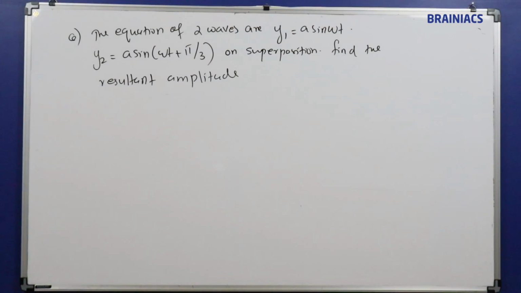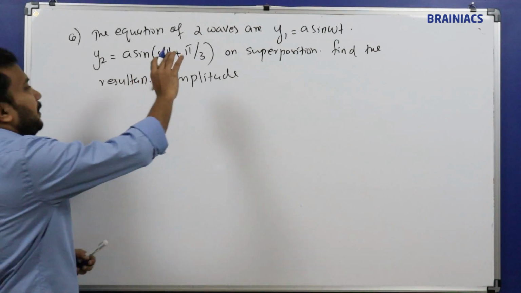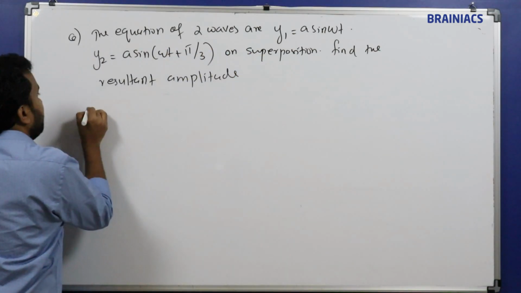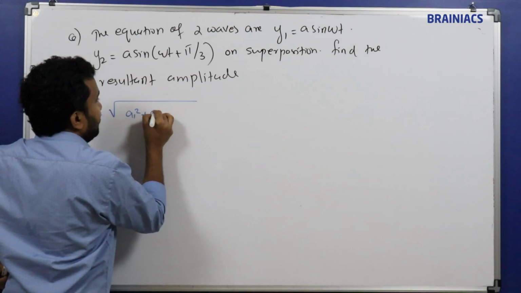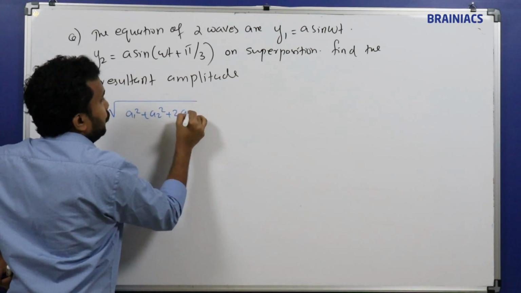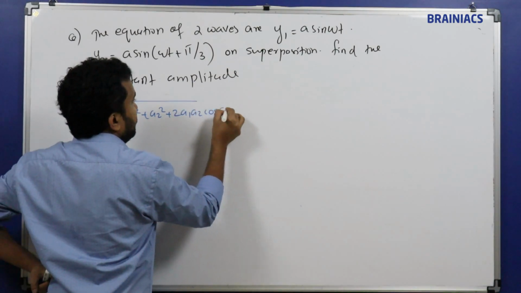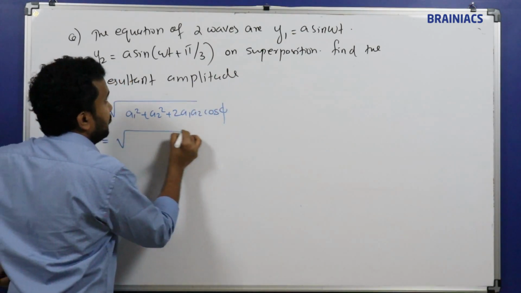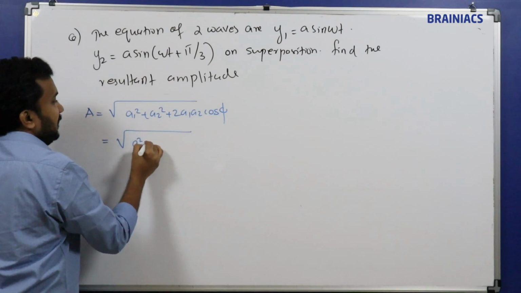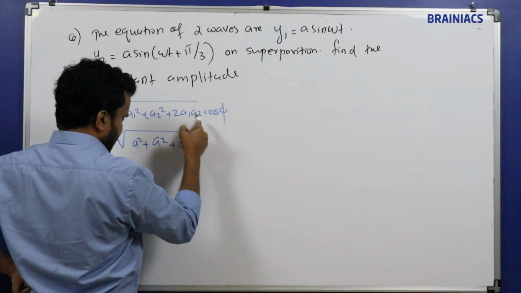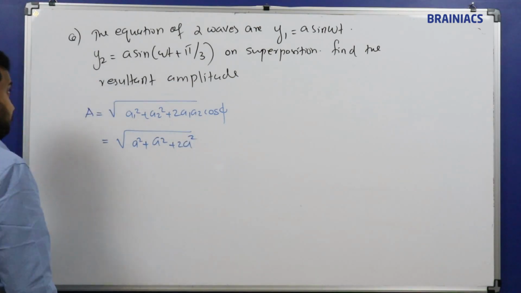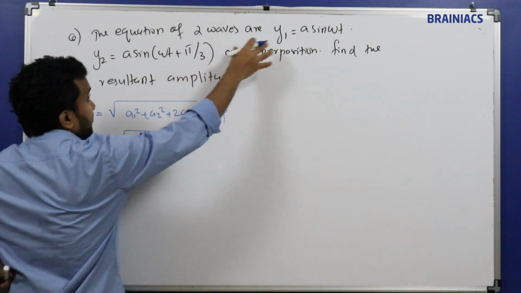So how to answer? We want to find the amplitude. If there are two waves, the resultant amplitude equation of the two waves is what? Root of a1 square plus a2 square plus 2 a1 a2 cos phi. We will substitute the values over here. a1 is the first amplitude, a square. Second amplitude a square, 2 into a into a, so that will come as a square. Now cos phi. Phi is the phase difference between them.